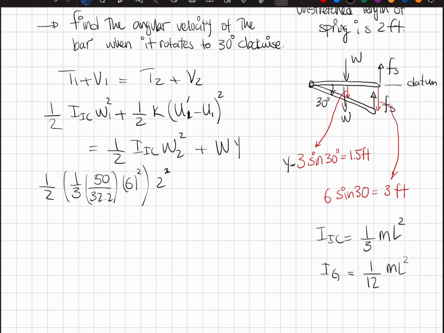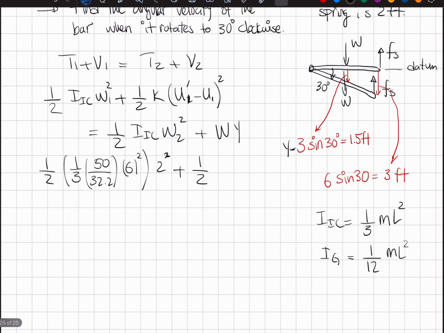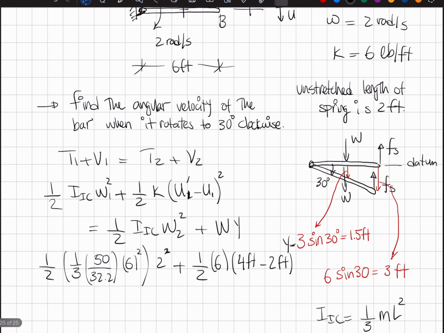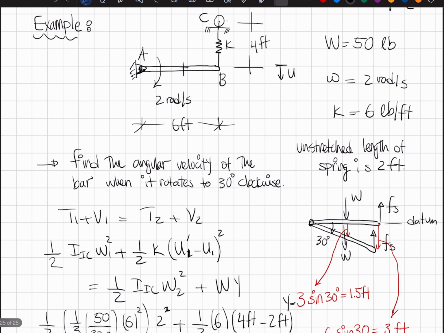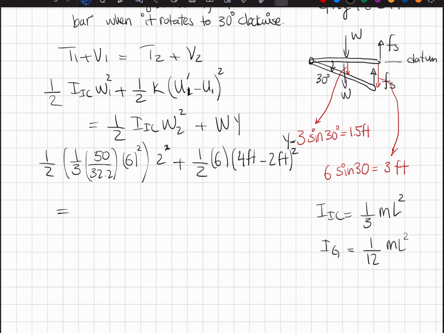So we have this. Then we have the spring, which is 1/2. The coefficient of the spring is 6 pounds per feet. So that's 6. Final stretch minus initial stretch. And when I say final and initial, these are both for the initial conditions. It's just that there's an unstretched length of 2 feet and there is a stretched length of 4 feet that we're starting off with. So that's 4 minus 2. We square this.